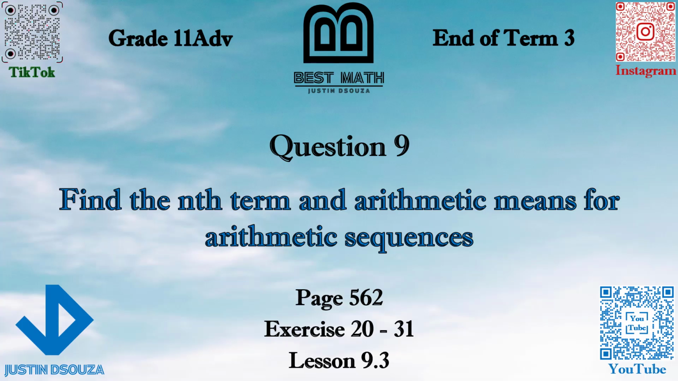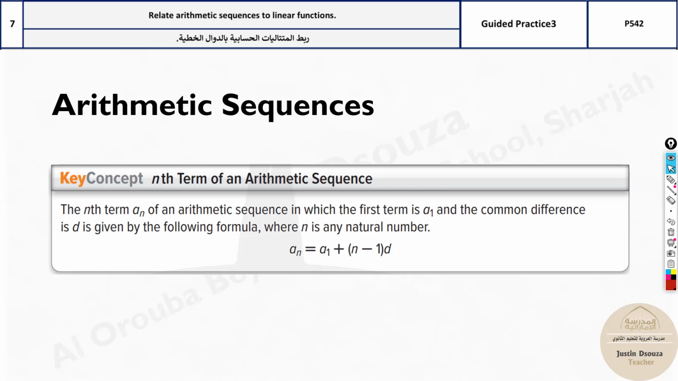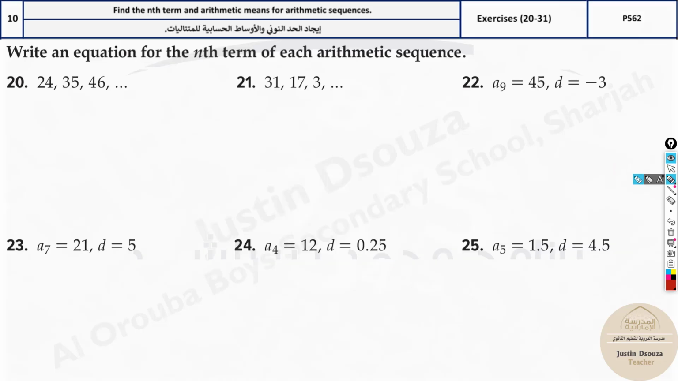The question is to find arithmetic means and the nth term for arithmetic sequences. So the formula is very simple. We have done this before. A n equals the first term plus n minus 1 times the common difference, that is d. Let's look at a problem.